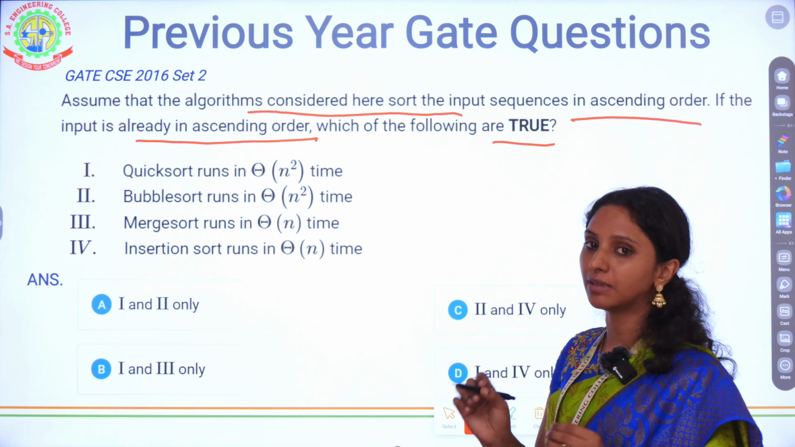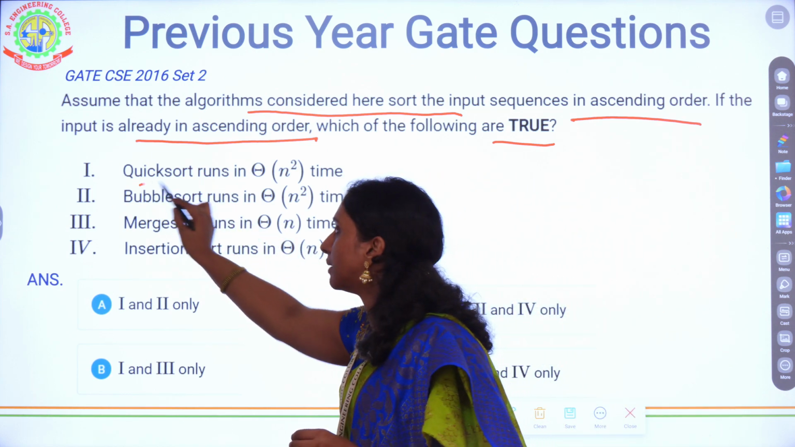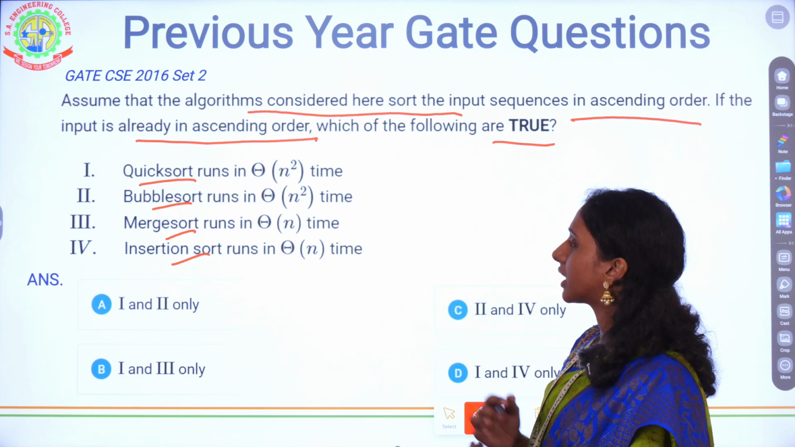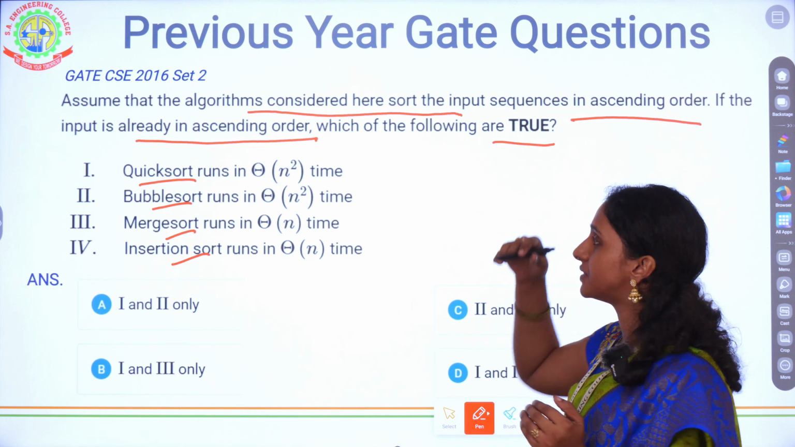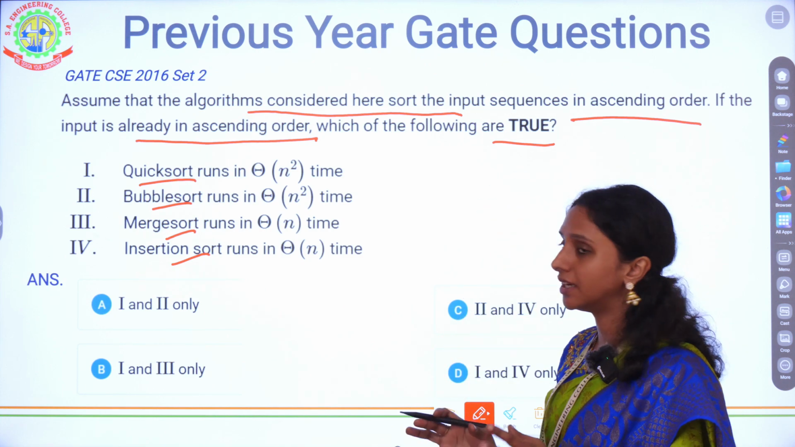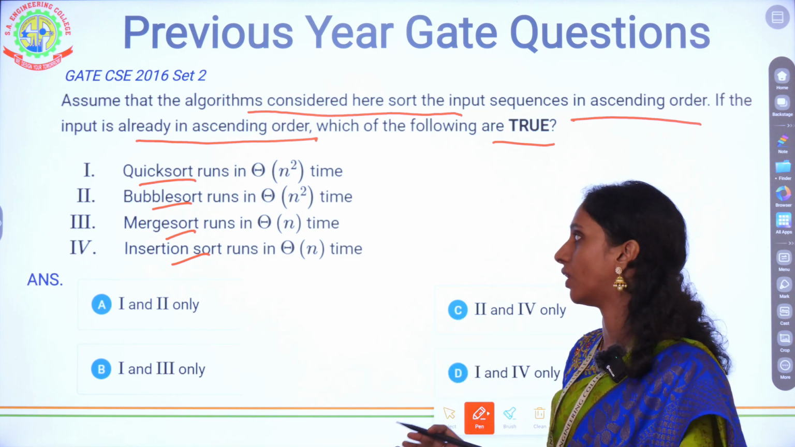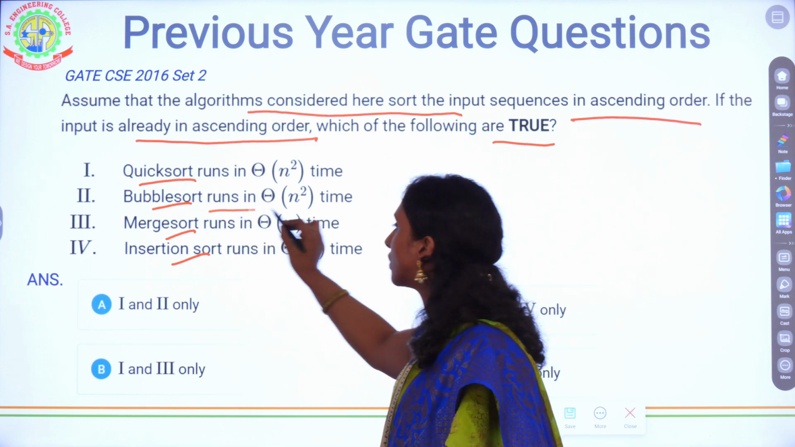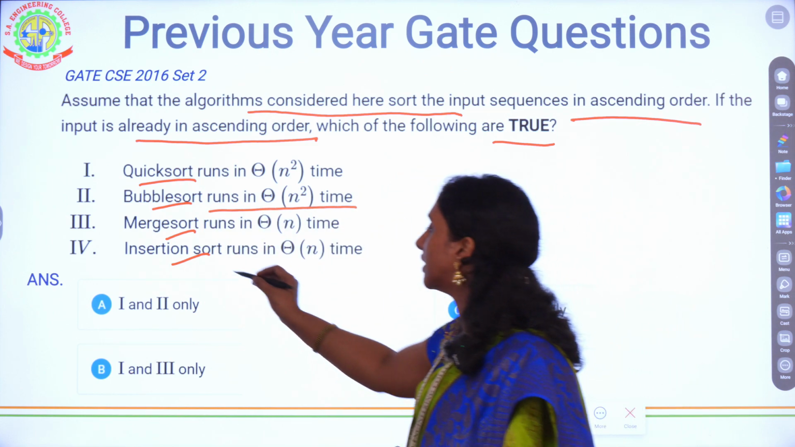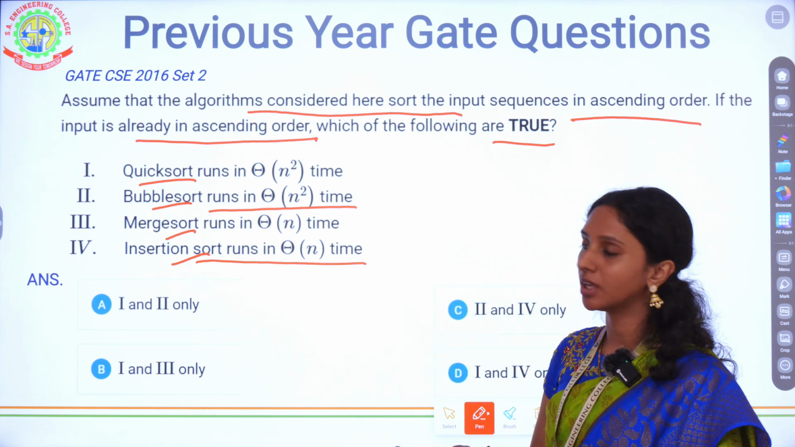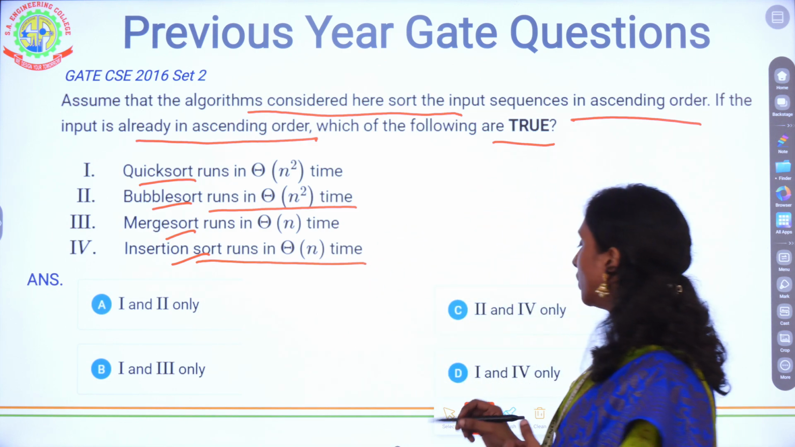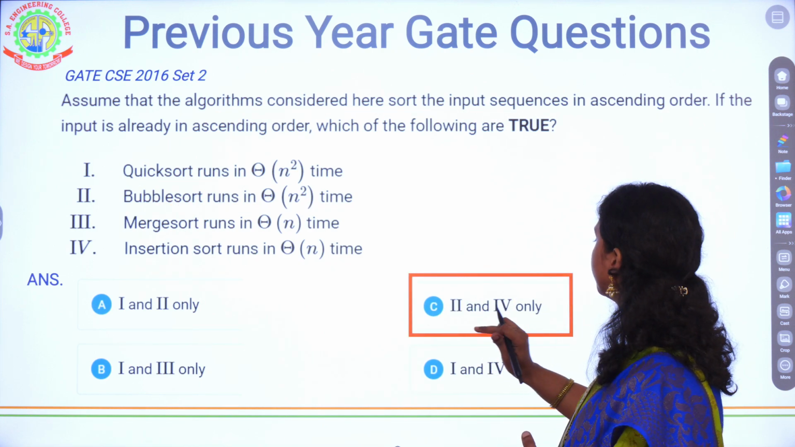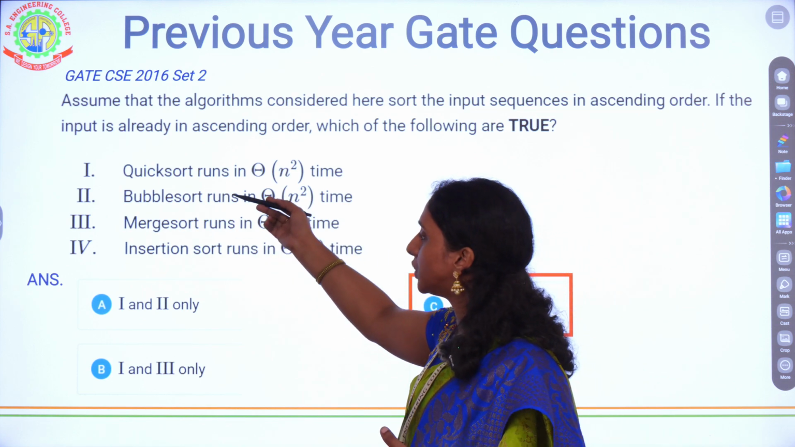So they have given the time complexity for each different type of sorting technique. By the question, you come to know that if the sequence or the list is in ascending order, that is nothing but sorted order, then we already know that the time complexity of bubble sort will be order of n square time, and the time complexity of insertion sort will be order of n time. So the answer here will be 2 and 4.